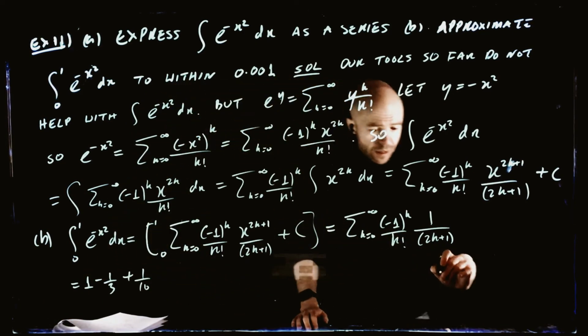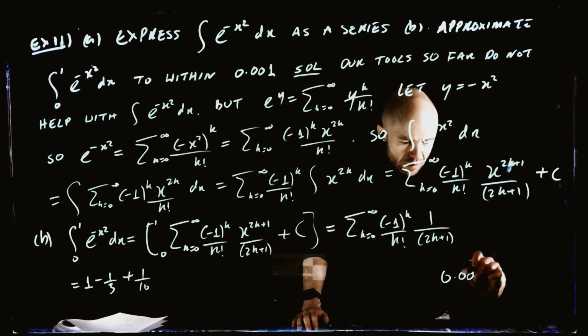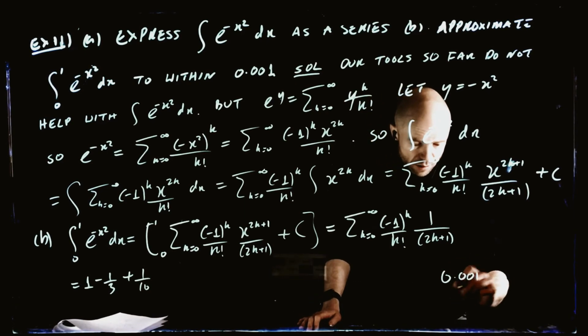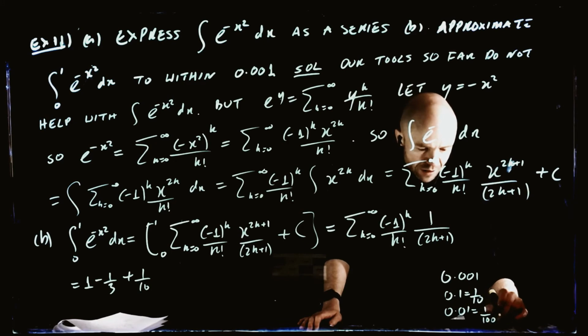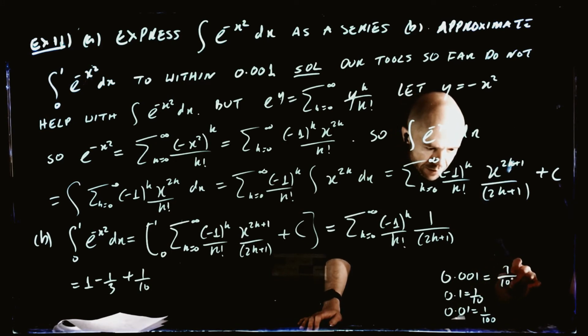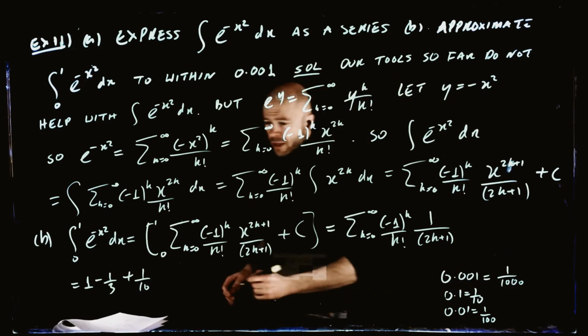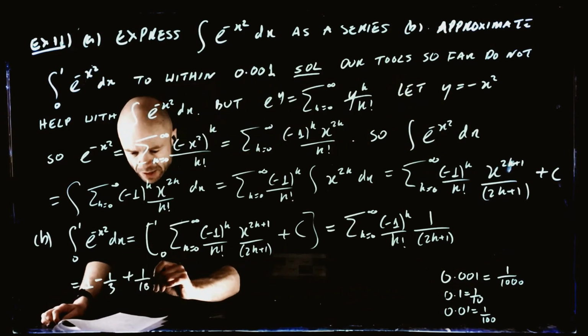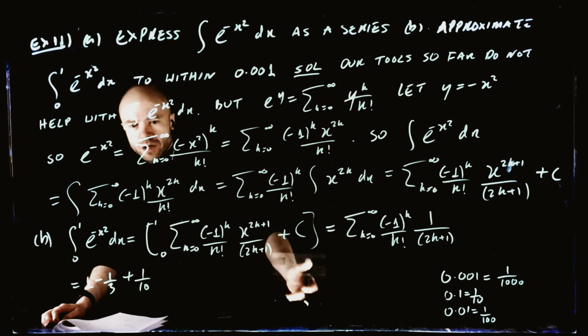So what is this thing? 0.001. Let's build it up. So 0.1 is 1 over 10. 0.01 is 1 over 100. So this thing is 1 over 1,000. Right? So we're going to keep doing this until we find the term which is less than 1 over 1,000, then we stop just before it.